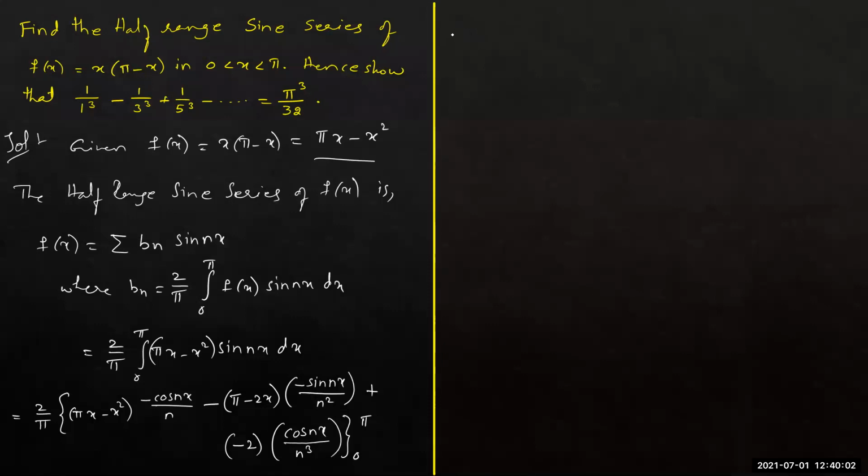Now, I'm just substituting in the other terms. It is equal to 2 by pi. See how much you'll get. When you substitute x equals pi, it becomes pi square minus pi square, which is 0. 0 into something, the first term is 0. So while substituting the upper limit, you got the first term as 0. Then the second term, as we discussed, is already 0. And in the third term, there is a minus 2 into, if you substitute x equals pi, cos n pi. Cos n pi value is minus 1 to the power of n divided by n cube.